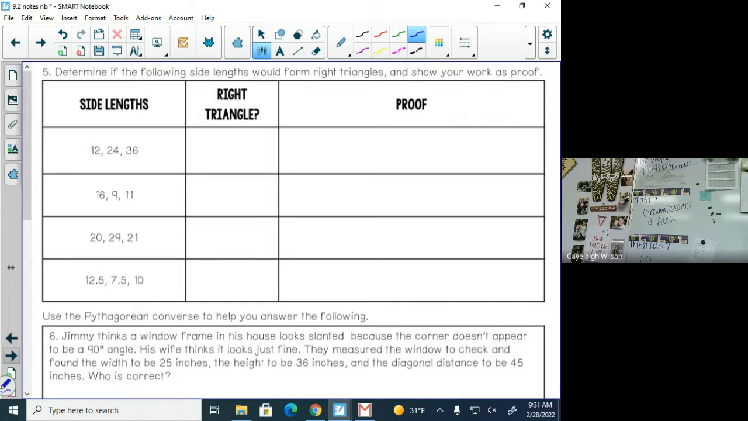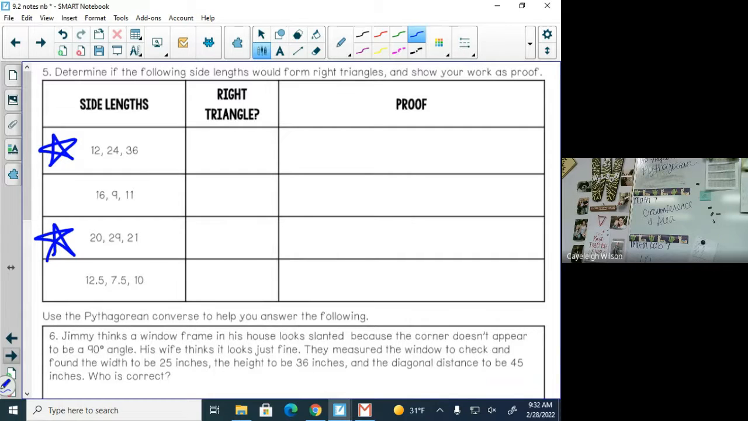So this one, I want you all to do this one, and this one. They want to know, does it make a right triangle? And the proof part is where you put your work. So just like on the other slide, it doesn't have a picture. Okay, that's the only difference. So they just list the side lengths instead of a picture.